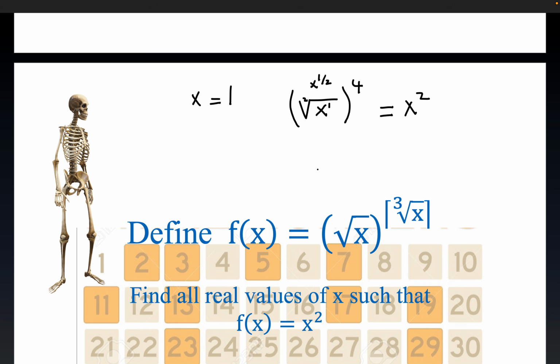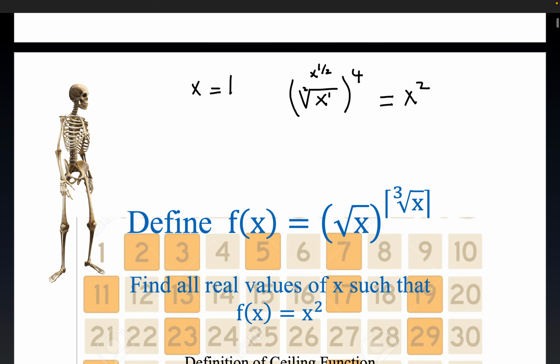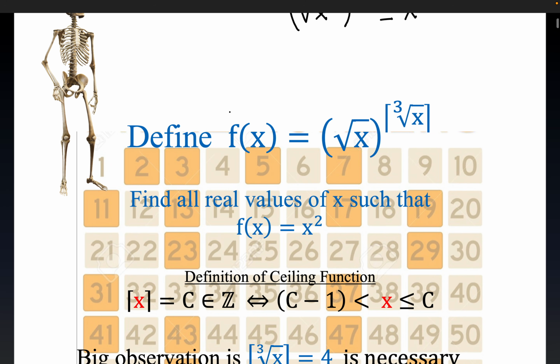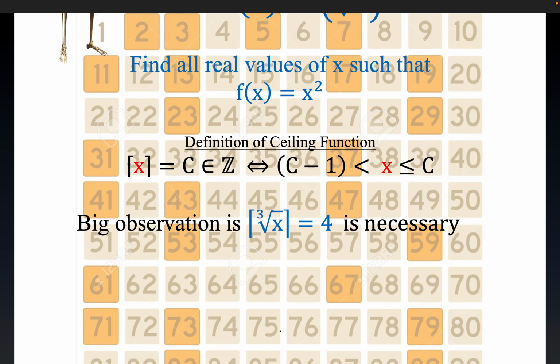All right, so let's get busy solving this problem. This observation is quite important right here. We already have one of the answers, which is the trivial 1. Now, based on this definition of ceiling here, this would say that 3 would have to be less than the cube root of x, less than or equal to 4.